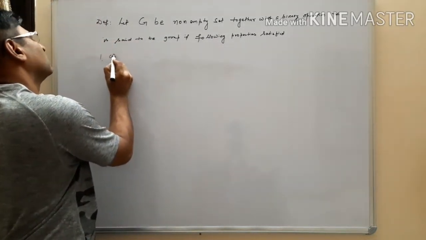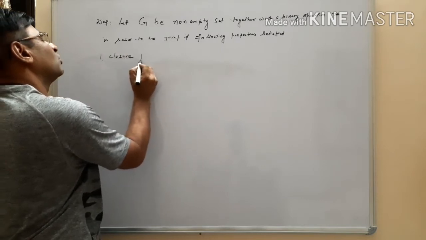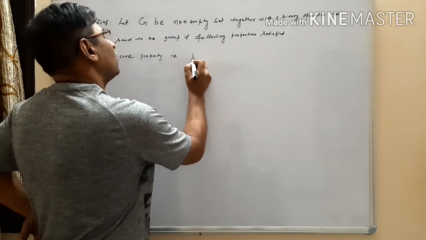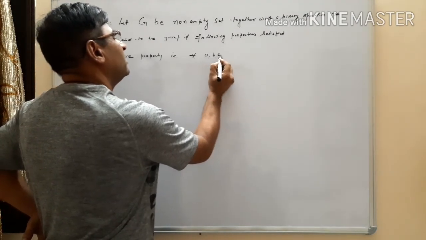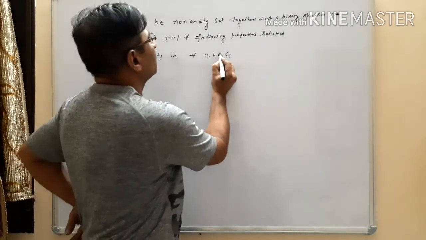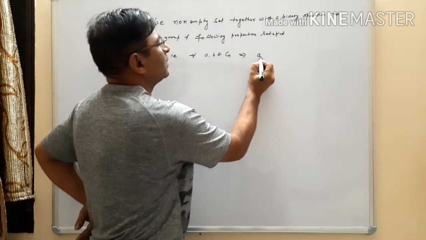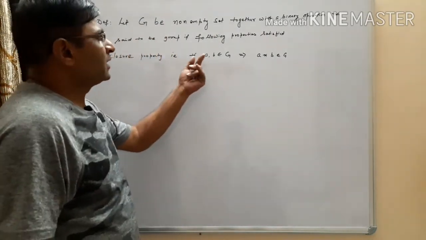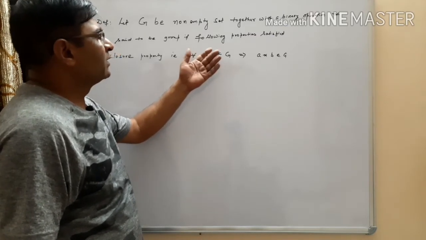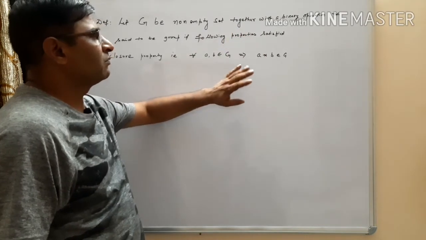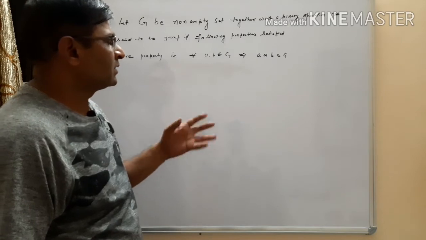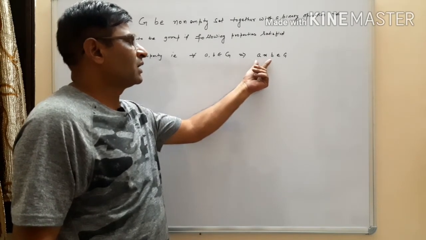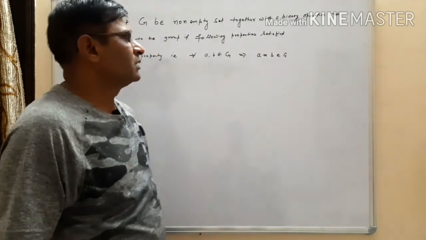Number 1, closure property. That is, for all A, B belong to G, we have A star B belong to G. That means if we pick any two elements of G and they are operated under the binary operation, whatever the binary operation may be, addition, subtraction, or some other, after the operation the result will not go outside G.